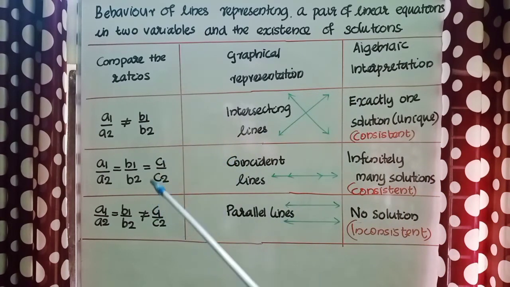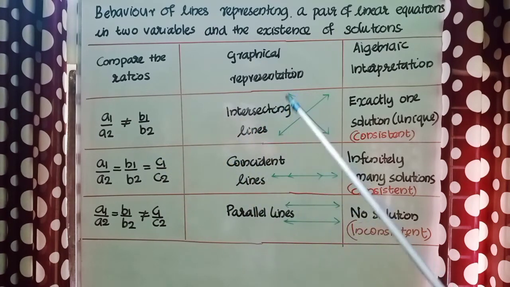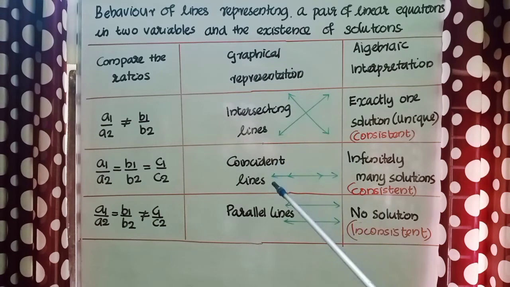Second condition, a1 by a2 equal to b1 by b2 equal to c1 by c2. Graphical representation: coincident lines. Coincident lines means one line is on the other line. Since they are meeting at so many points, we can say there are infinitely many solutions. And we can say in this case also the lines are consistent.